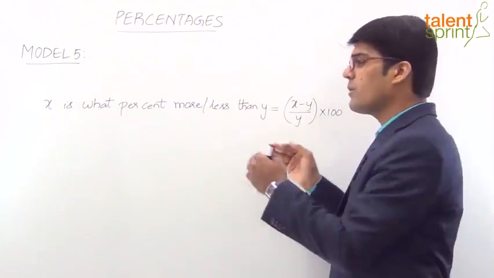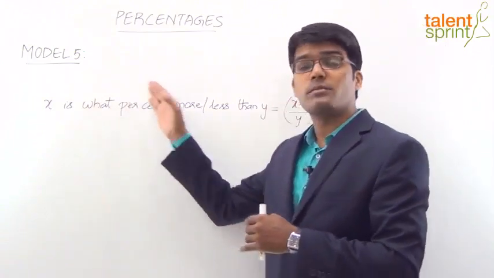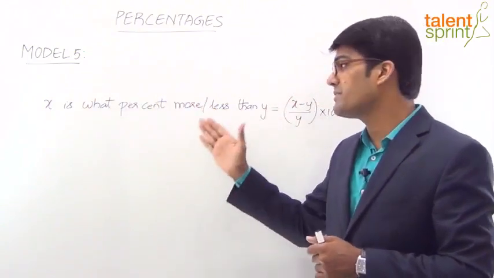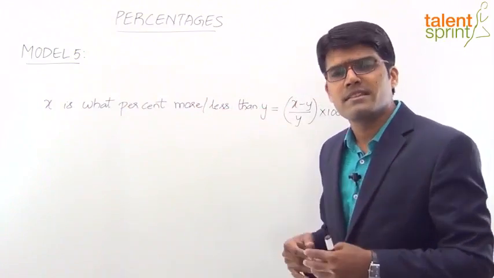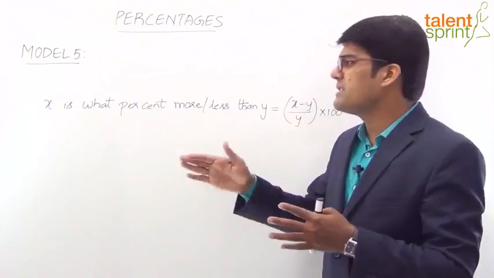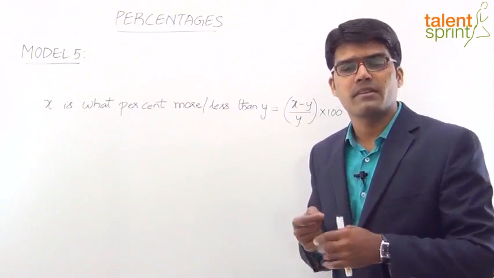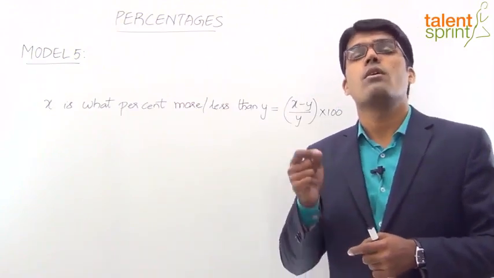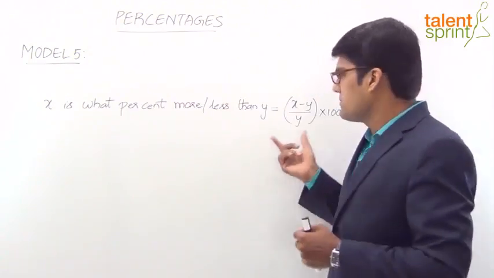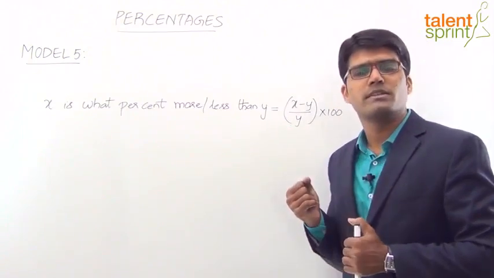So wherever we have a question in this format which says x is what percentage more than y, or x is what percent less than y, or sometimes it is generally given as x is what percentage more or less than y, we'll have to find out how much percentage more or what percentage less. So the simple formula here is (x minus y) by y into 100.